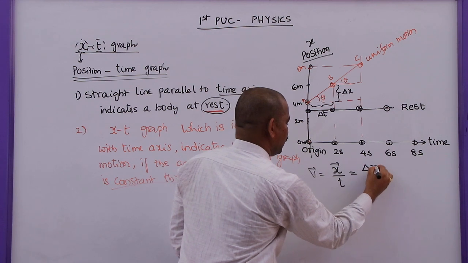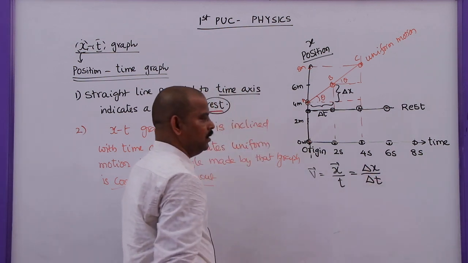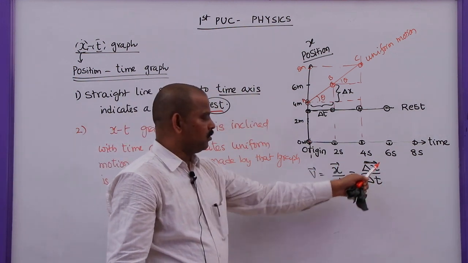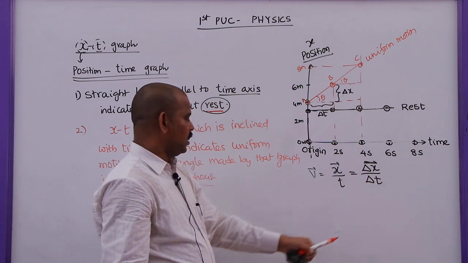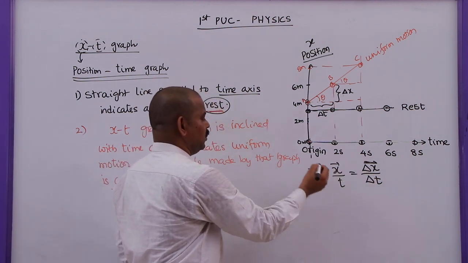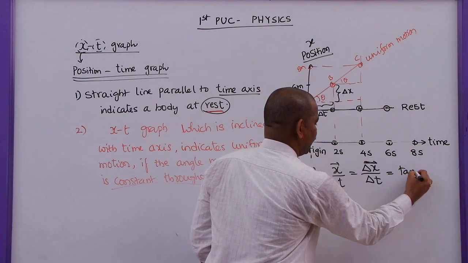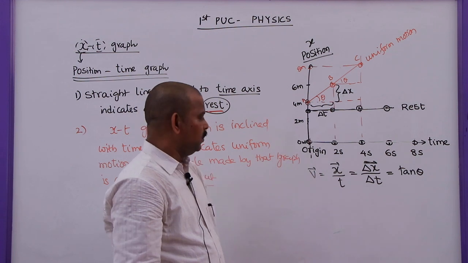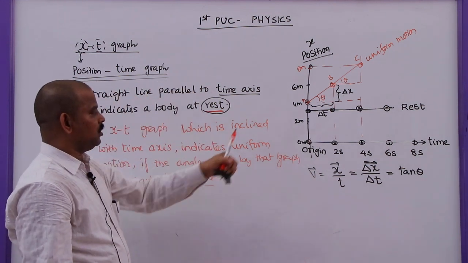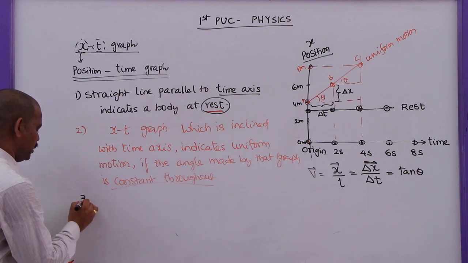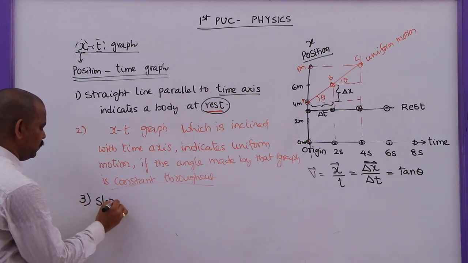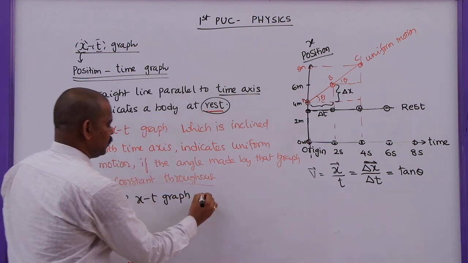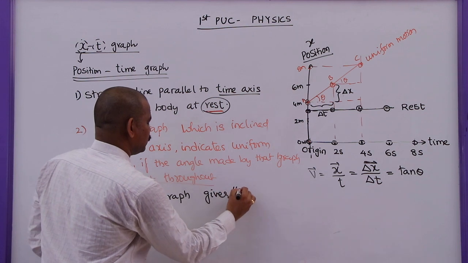So this can also be written as delta x by delta t, that is, change in position by time. Here I should write a bar, because position or displacement is a vector. So v bar is equal to delta x by delta t. But we have studied this as a tangent angle. What is tangent? Tan theta is the opposite side by the adjacent side. That means the slope of the position-time graph gives velocity. So the third point: the slope of the x-t graph gives velocity.